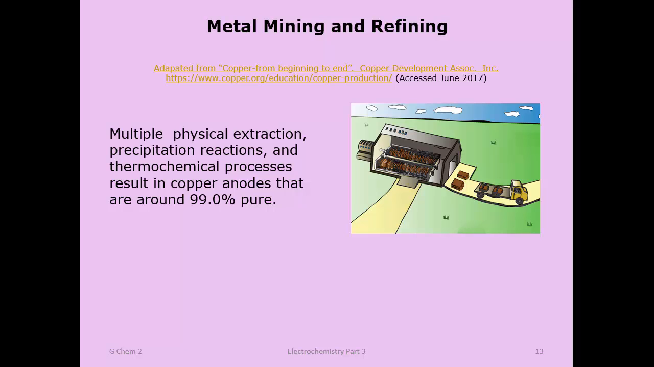Okay, I mentioned metal mining and refining. I'm kind of stuck on copper here, but I would point out that in the copper mining process, there's multiple physical extractions, precipitations, even some thermochemical processes, and you end up with what they call copper anodes, and they're blocks of copper that's about 99% pure, which you would at first glance say, well, that's great, but that's not quite pure enough to run copper wires and many of the copper metalware that we use in cooking and that sort of thing.